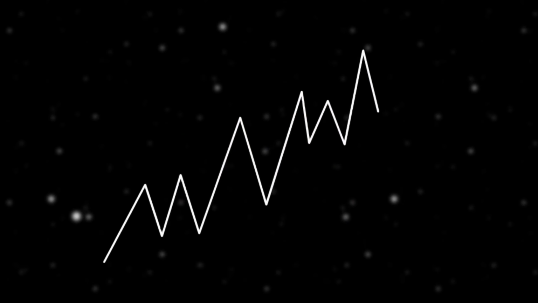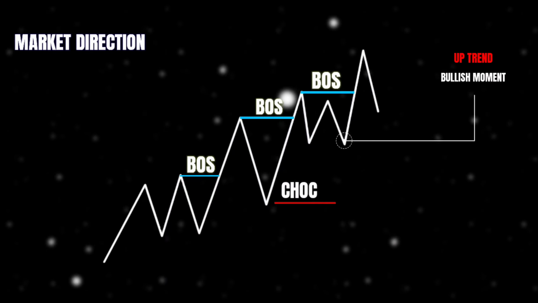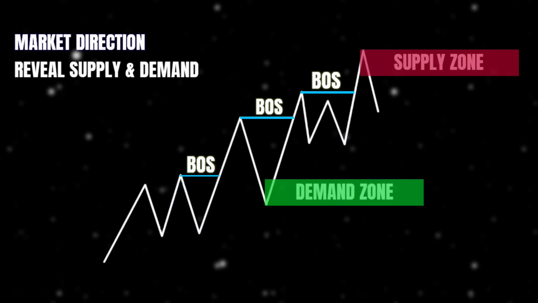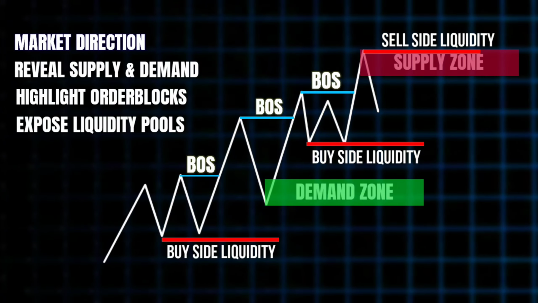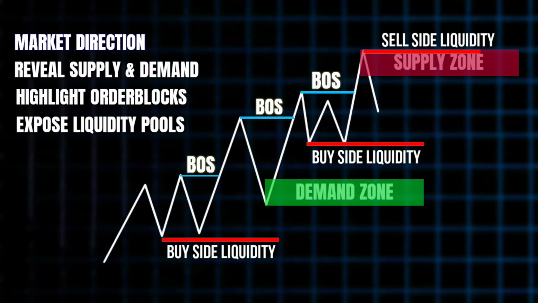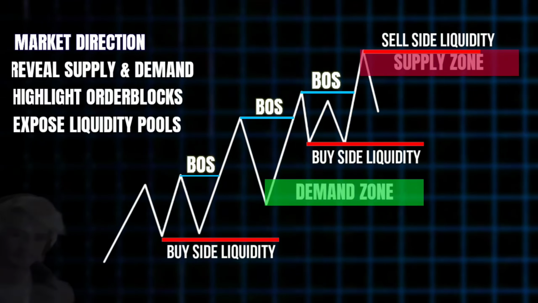Next, we move to the mid-level time frames, the 4-hour and 1-hour charts. This is where the real analysis happens. These time frames tell us the market's direction, reveal supply and demand zones, highlight order blocks, and expose liquidity pools where price is likely to react. This is where we build our trade setups, making sure they align with the bigger picture.